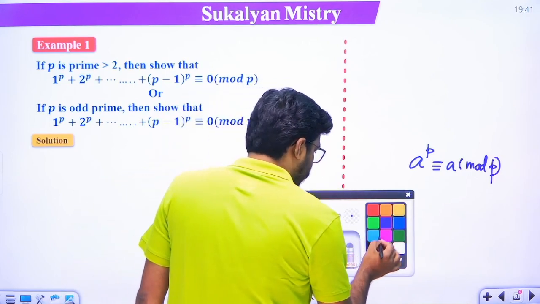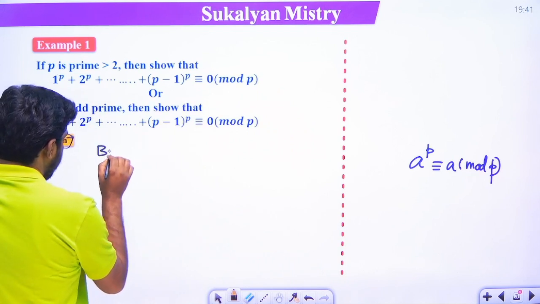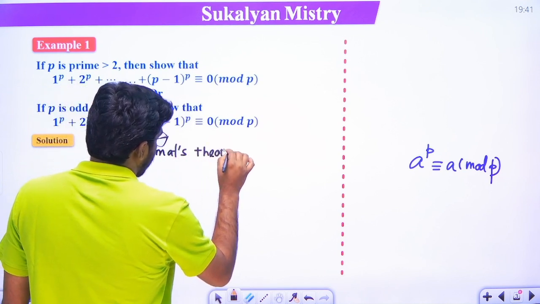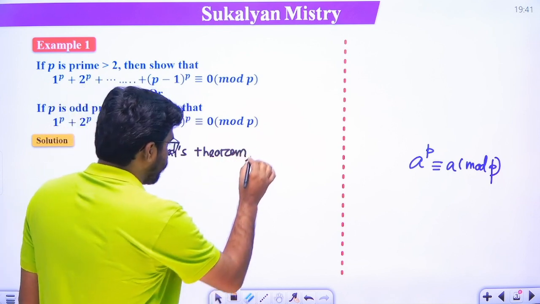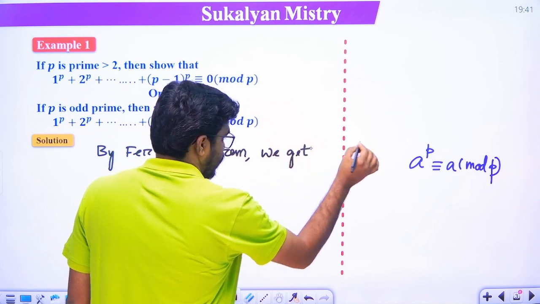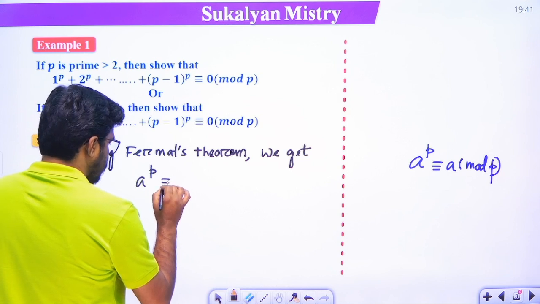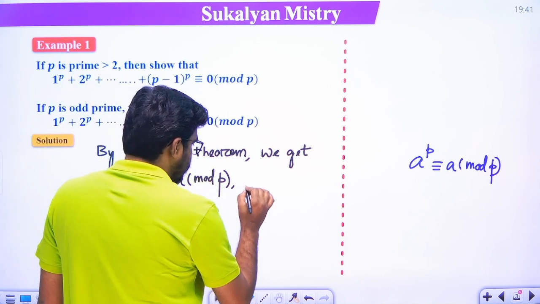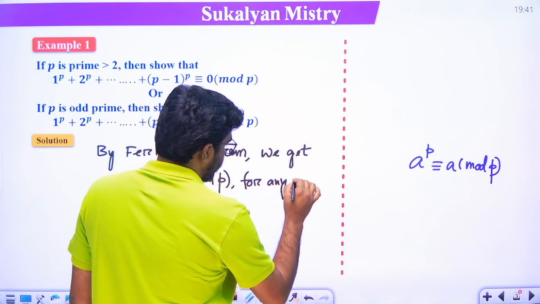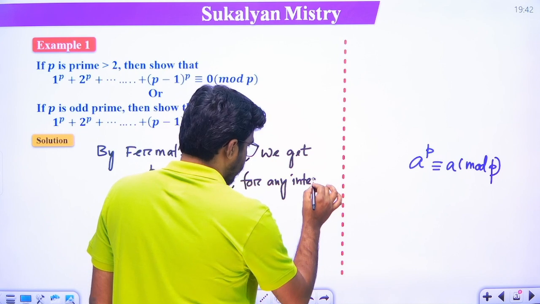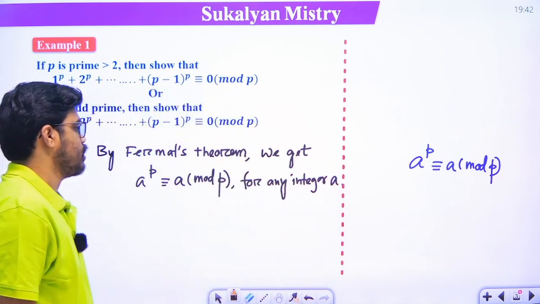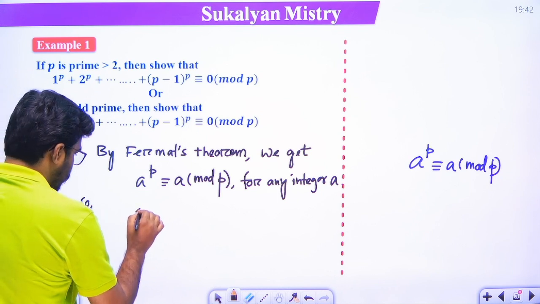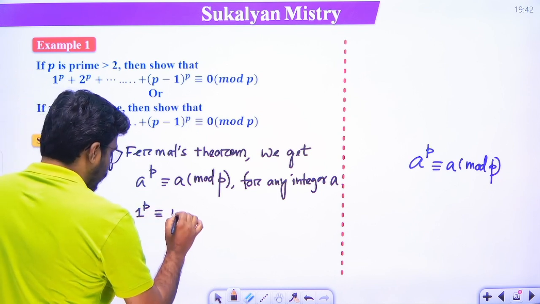So by Fermat's theorem, what can we write? By Fermat's theorem, we get A to the power P is congruent to A modulo P for any integer A. Okay? Now if we put A equal to 1, so 1 to the power P is congruent to 1 modulo P.